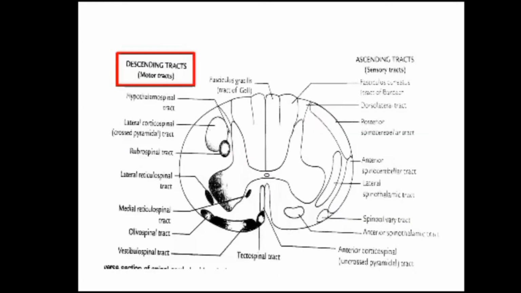See the picture. Hypothalamospinal tract, then lateral corticospinal tract, rubrospinal tract, then lateral reticulospinal tract, medial reticulospinal, olivospinal tract, and vestibulospinal tracts.